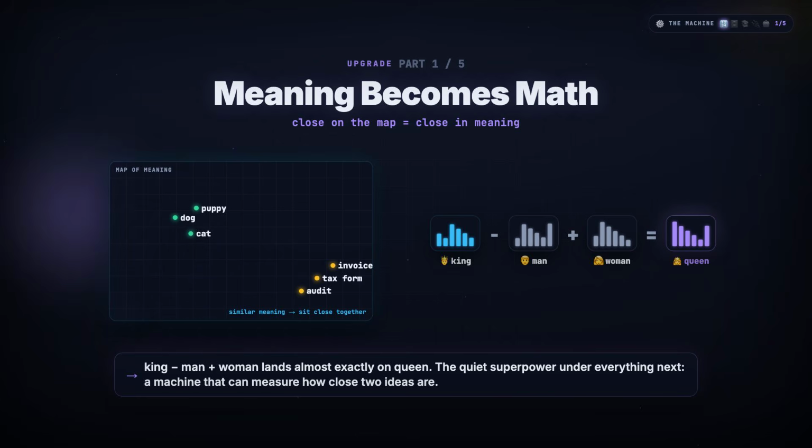Because these are coordinates, you can do actual math on meaning. Take the vector for king, subtract man, add woman, and you land almost exactly on queen. The model learned the idea of royalty and the idea of gender as directions on the map. That is the quiet superpower under everything that comes next. A machine that can measure how close two ideas are.